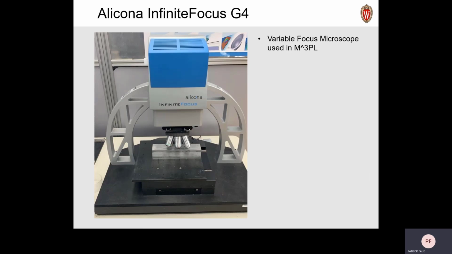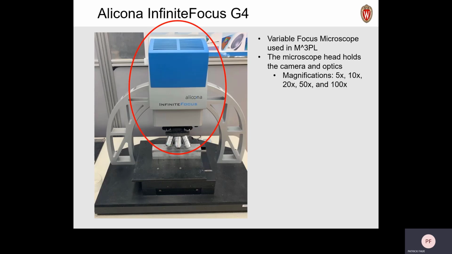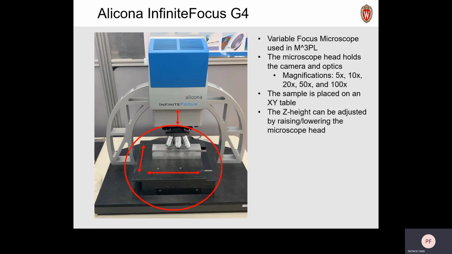Here in our lab at UW-Madison, we have a variable focus microscope, and the model is an Alicona Infinite Focus G4. The microscope head holds the camera and the optics. The optics below here are 5 times, 10 times, 20 times, 50 times, and 100 times magnification, and we can choose between any of them. We set our sample on an XY table, which allows us to move front and back and left and right. We also have another range of motion in the Z height, since the microscope head can be moved up and down to get the optics into focus. So we have 3 dimensions of motion on this machine.